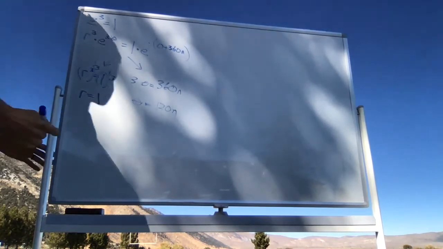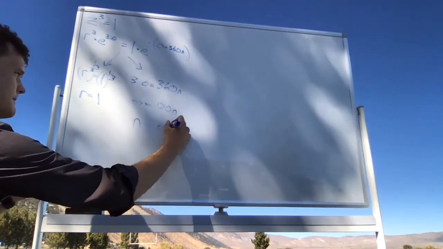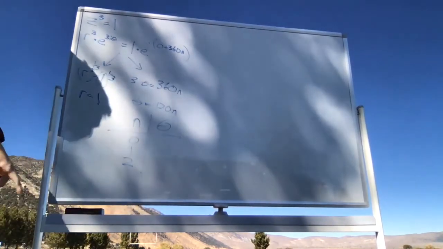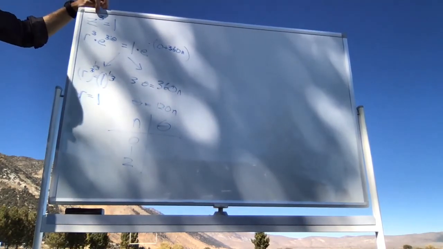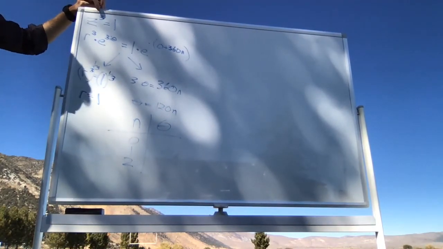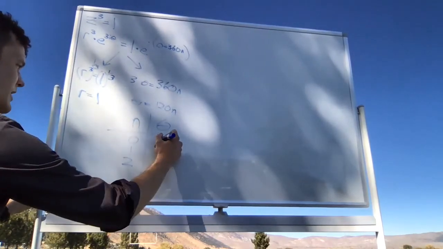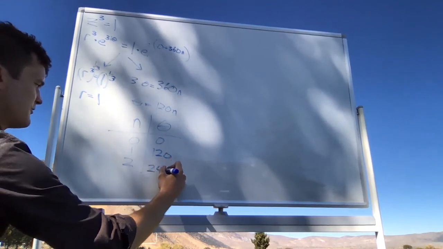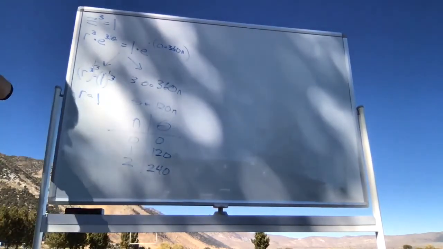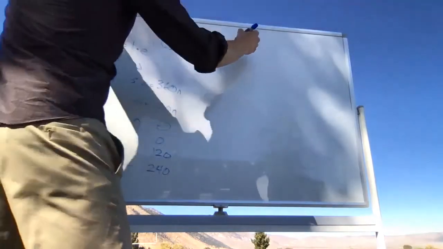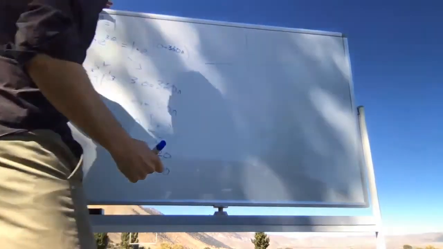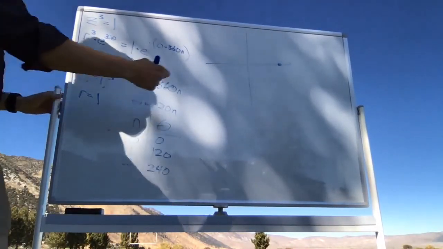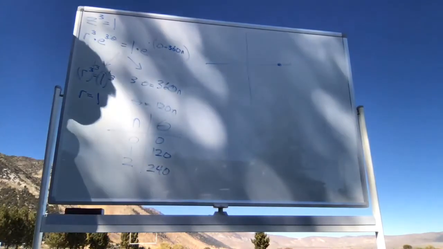Let's make my table of n's and thetas. 0, 1, and 2. I don't need to go to 3 because I already have 3 answers here. I know there's 3 answers because it's to the power of 3 in my original problem. So when I plug in 0, I get 0. When I plug in 1, I get 120. When I plug in 2, I get 240. Those are our answers. We need to convert it back into rectangular form. Where do those live? Well, 0 lives right here, and a distance of 1 means the answer is 1, which I told you guys.